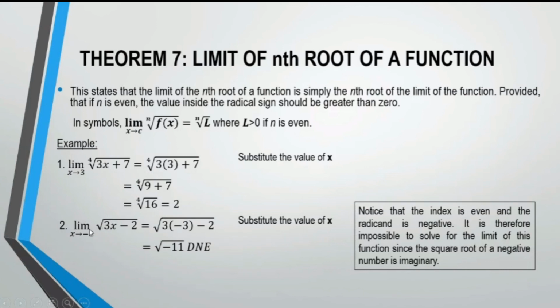Example number 2 is limit of the square root of 3x minus 2 as x approaches negative 3, then the square root of 3 times negative 3 minus 2. Substitute the value of x, then the answer is the square root of negative 11. Notice that the index is even and the radicand is negative. It is therefore impossible to solve for the limit of this function since the square root of a negative number is imaginary. So that is why the limit does not exist.